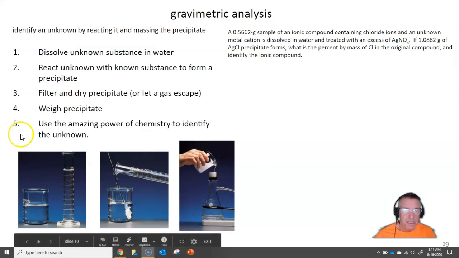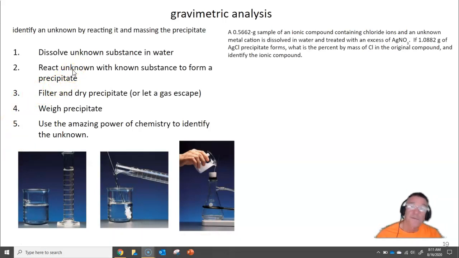So dissolve that substance in water, react it with a known substance, oftentimes a heavy metal salt, to form that precipitate. Filter it and dry it. If it's water, you need to be very cautious about doing that. You need to let it dry in an oven, typically overnight. Now, if you can get it to form a precipitate that's a gas, you don't have to go through that whole drying step. Be careful, however, that your gas does not dissolve much in water. And if it does, you have to subtract that out. You weigh that precipitate and use the amazing power of chemistry to figure out what that starting substance must have been. Let's solve a problem.